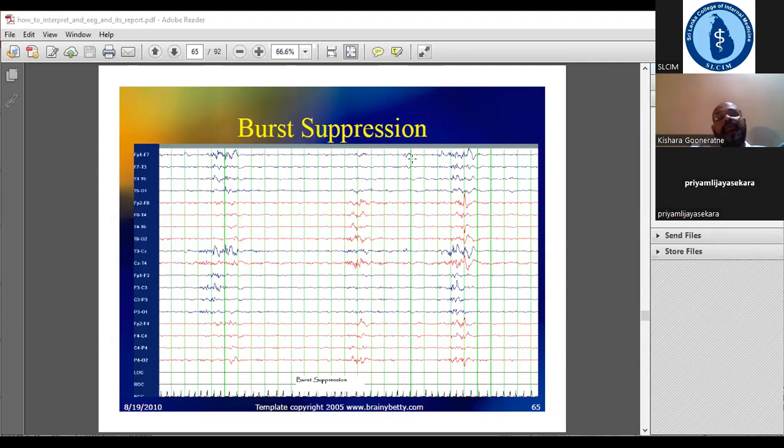The other example that we would commonly see in clinical practice is in hypoxic ischemic encephalopathy, where this is generally considered grade 5 on EEG criteria, which is very severe encephalopathy. The patient has extremely poor prognosis. So this is an example of burst suppression. I hope that is clear. Any more questions?